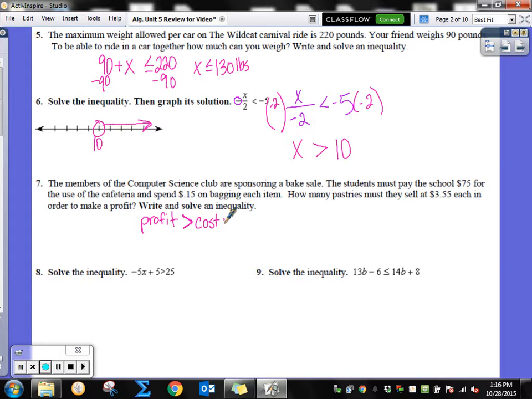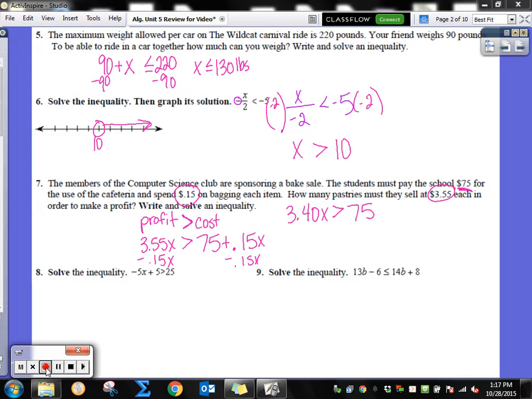So our profit is going to be $3.55 for each item. It needs to be greater than our other cost that we actually spent to do it, which was $75, just a one-time fee, then 15 cents on bagging each item. So that's 15 cents times every item. So then if we subtract 0.15x, we would have 3.40x has to be greater than 75.